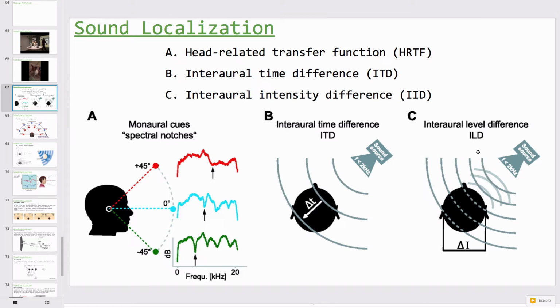And then also it relies on interaural level difference, or ILD, or sometimes interaural intensity difference, IID. So basically, a sound coming to you is going to be a little bit louder on one side and quieter on the other side.